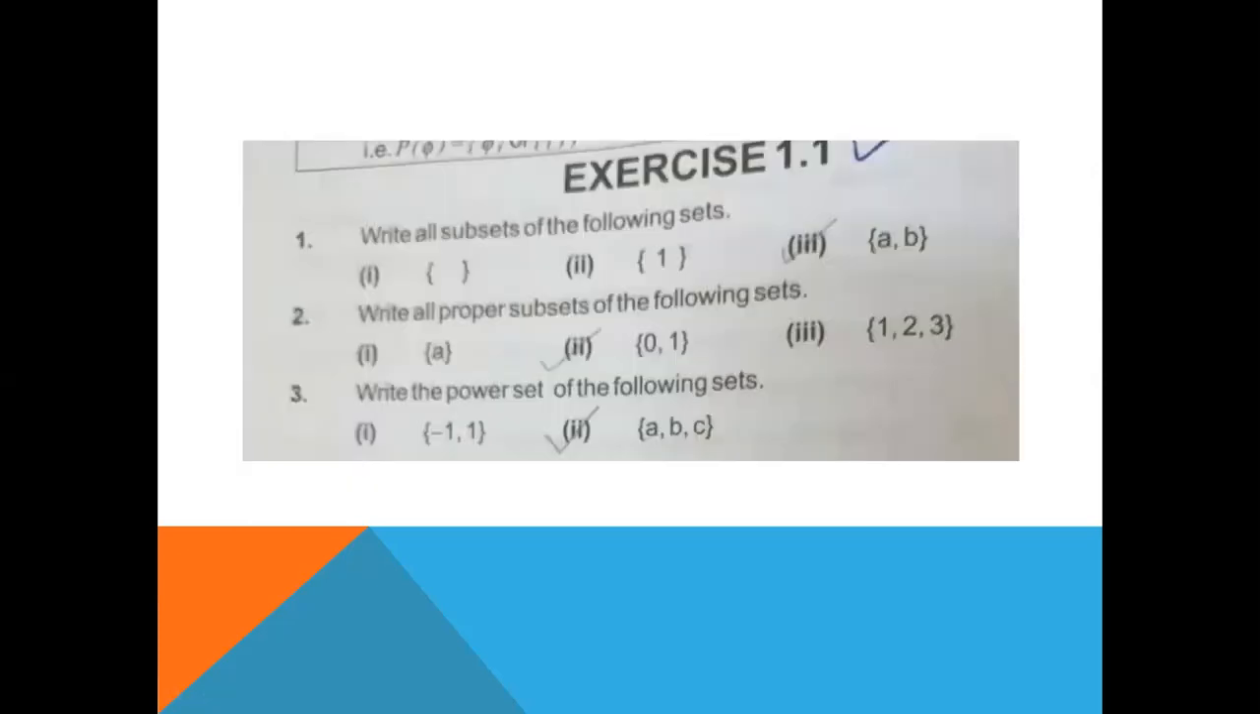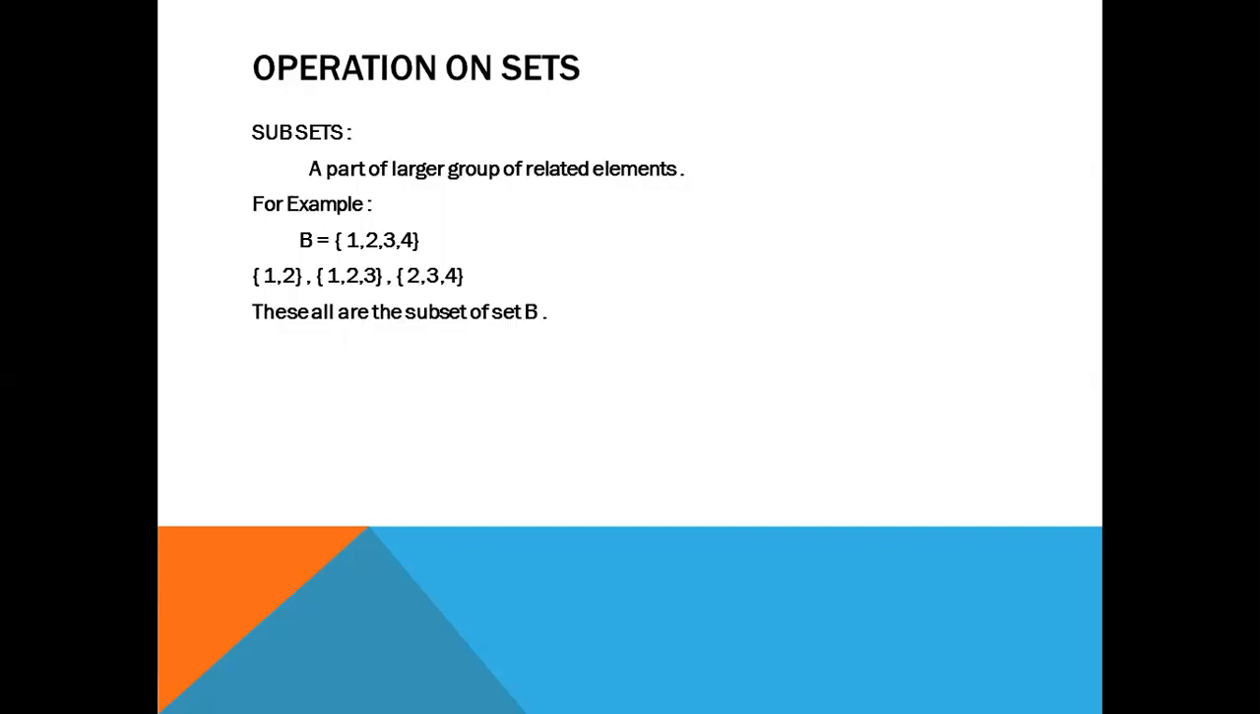Now we come to our exercise 1.1 on page number 4. Question 1: write all subsets of the following sets. Before the solution, I am repeating the definition of a subset: a part of a larger group of related elements. For example, B is equal to {1, 2, 3, 4}, with subsets {1, 2}, {1, 2, 3}, and {2, 3, 4}. Keep this definition in mind, and I am showing you the solution of question 1.